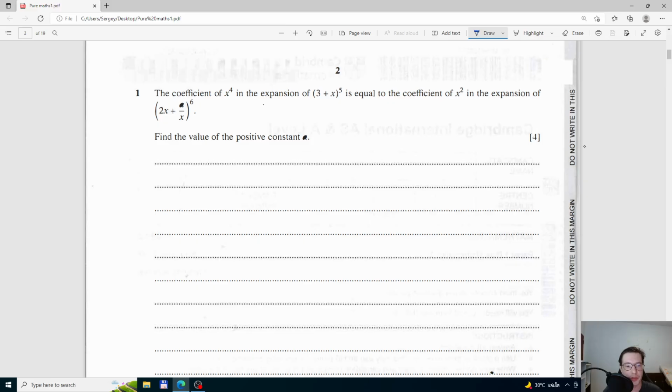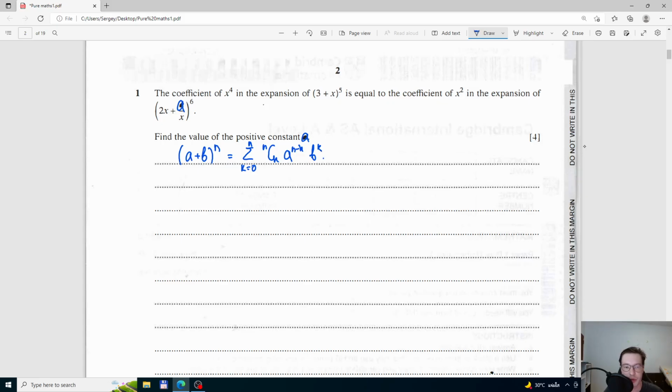So this is supposed to be a, and we're looking for the value of the positive constant a. The question is about the binomial expansion, and it's very helpful to state the formula for the binomial expansion, which is (a + b)^n equals the sum, where k goes from 0 to n, of nCk a^(n-k) b^k.